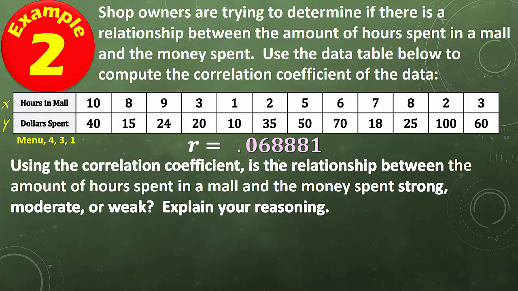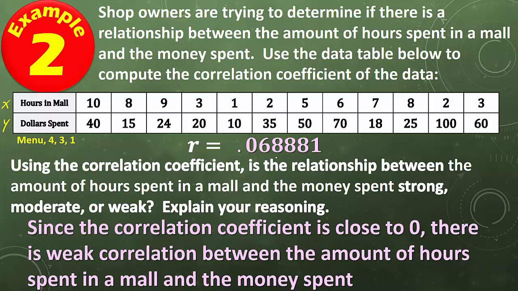All right, so when you do this, you get a correlation coefficient of 0.068881, which is pretty darn close to just 0, but not quite there. Because it is so low, we would say that since the correlation coefficient is close to 0, there is a weak correlation between the amount of hours spent in a mall and the money spent. All right, and that is it for target 8C.